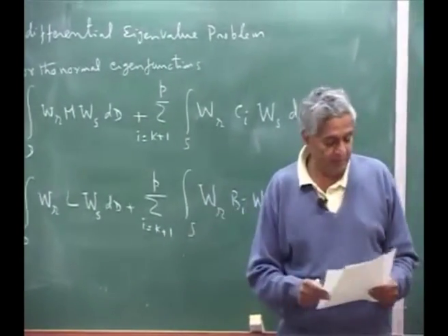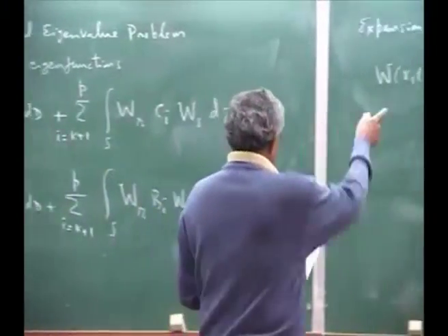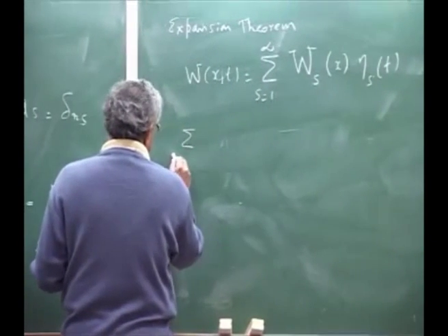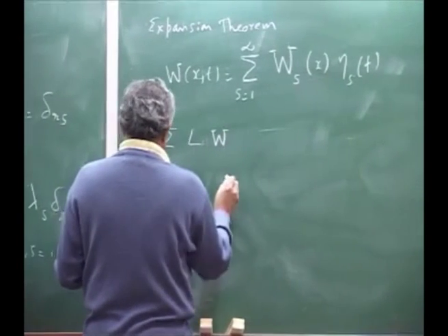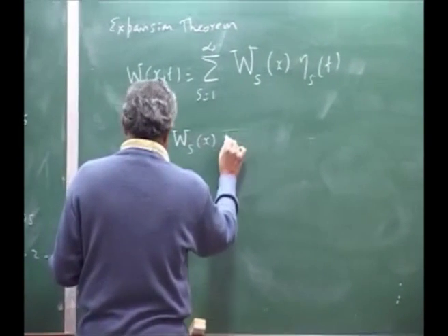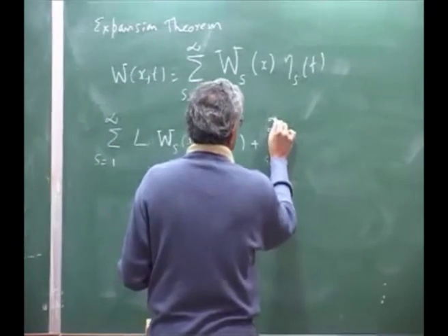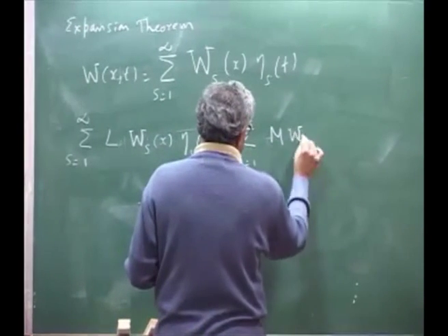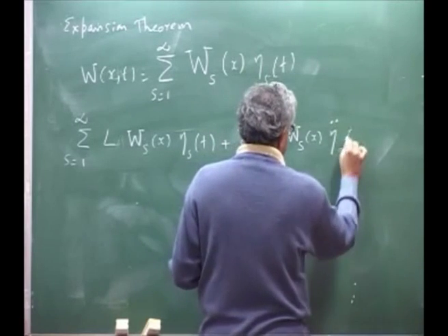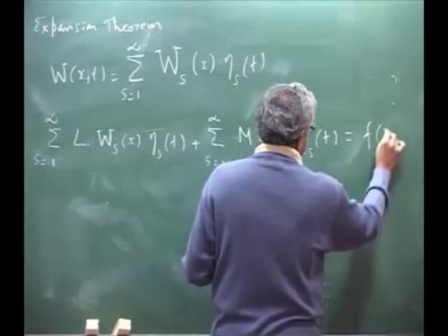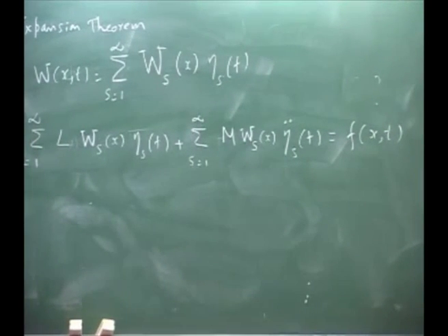Use the orthogonality condition. When you substitute, you will get summation s running from 1 to infinity L W s of x eta s t plus summation s 1 to infinity capital M W s x eta double dot s t equals f of x comma t. F of x comma t is the external loading, which is your aerodynamic load.